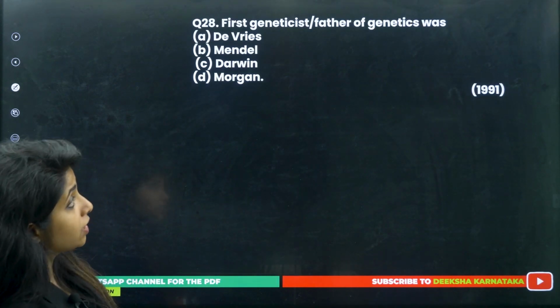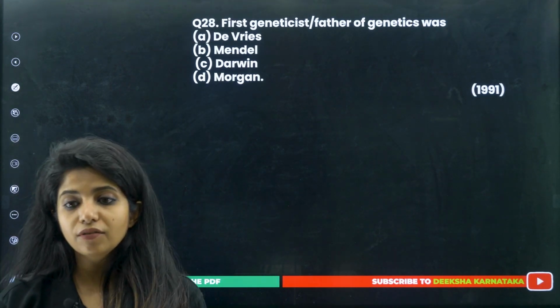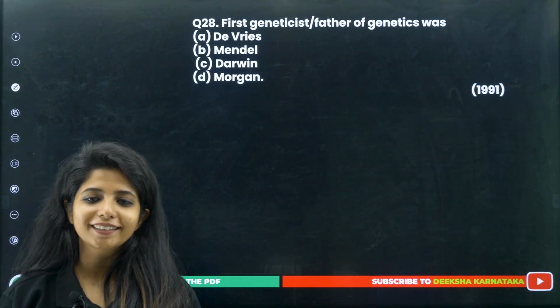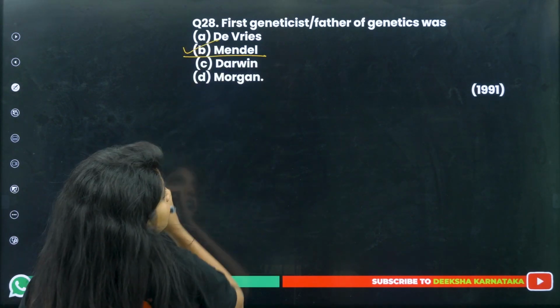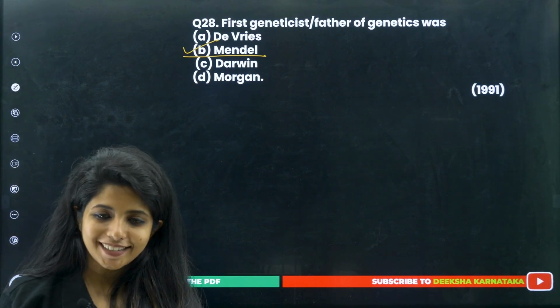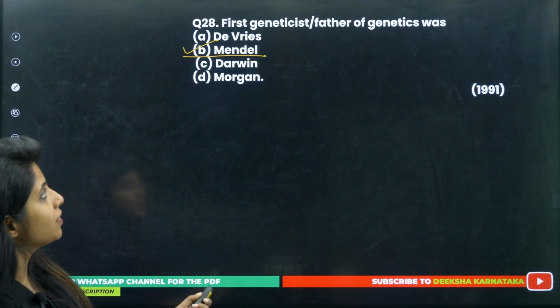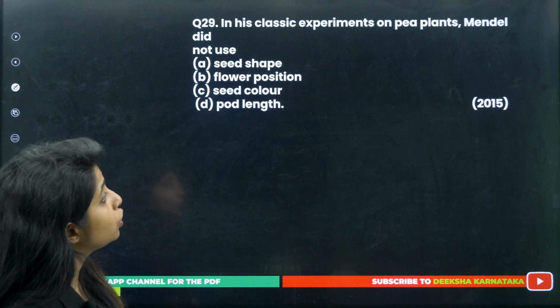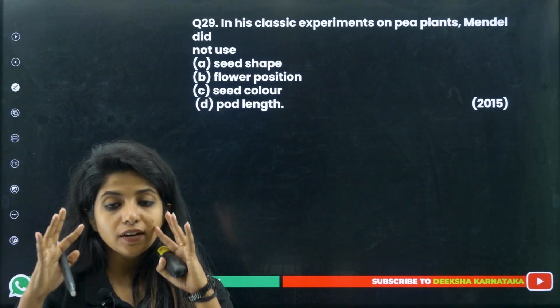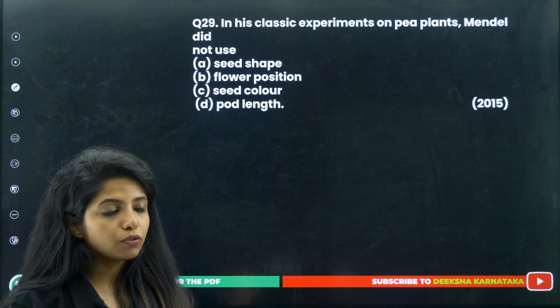Now, first geneticist, father of genetics was Dave Rice, Mendel, Darwin, Morgan. Well, you wish it was Darwin, but it's not. He is Gregor Mendel, who is the father of genetics. Okay? Easy question, right? 29. In his classic experiments on pea plants, Mendel did not use what? So, there were seven traits. 7 traits that was used, okay?